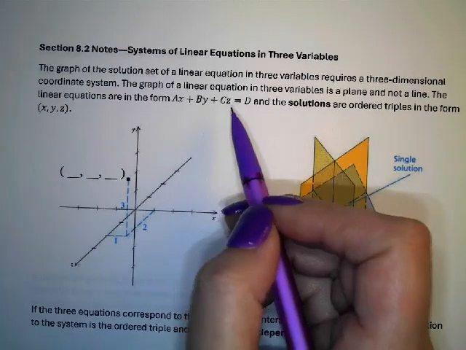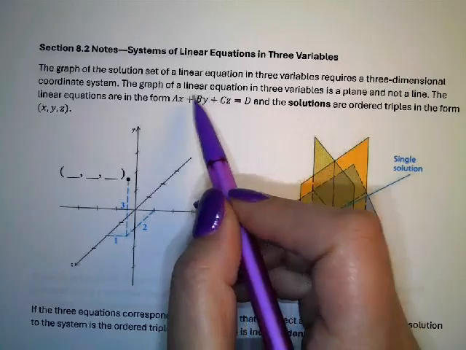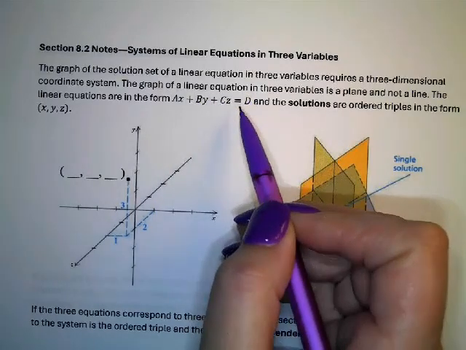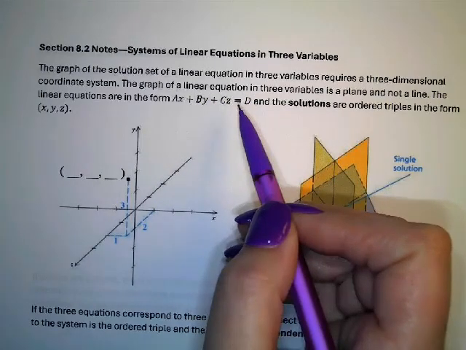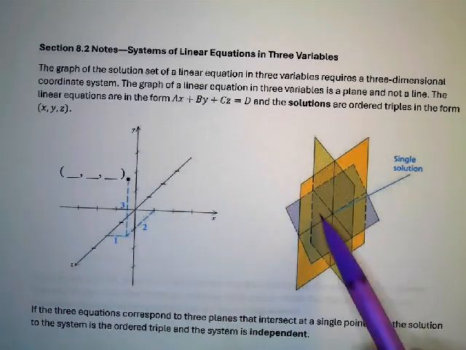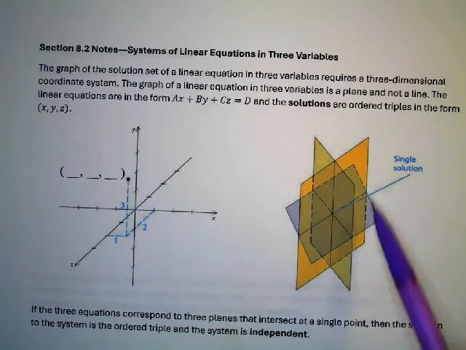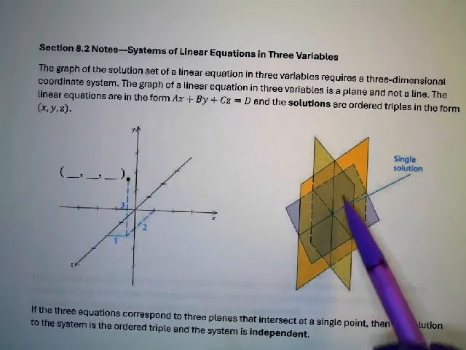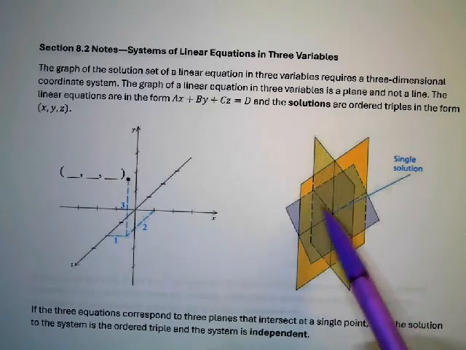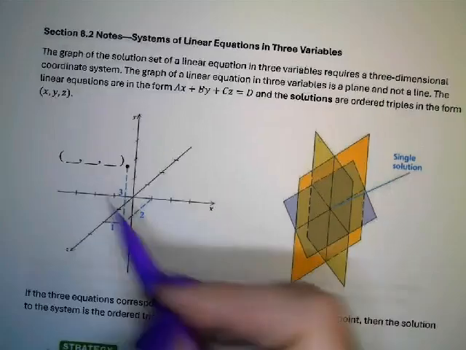And so we call these three-dimensional graphs of a linear equation planes, and you can think of a plane as like a sheet of paper, is kind of what a plane looks like. So here are the three equations in your system, and so it's three sheets of paper that are kind of like intersecting, if that makes sense.